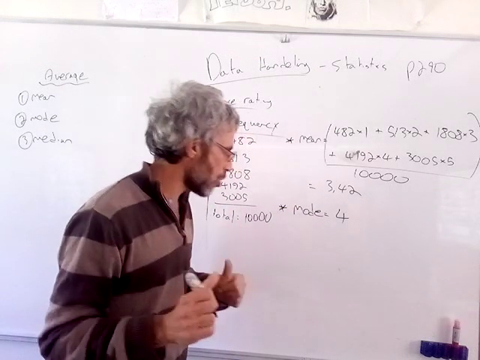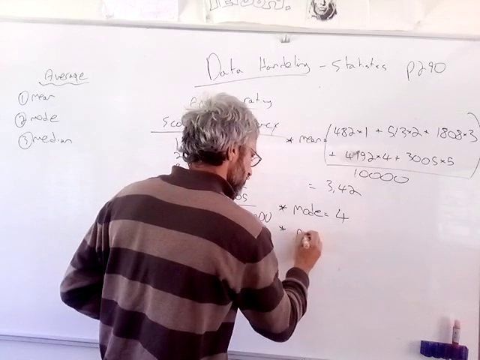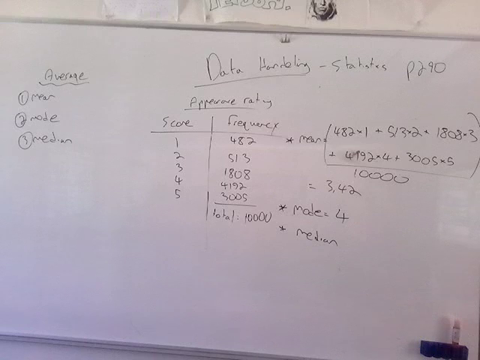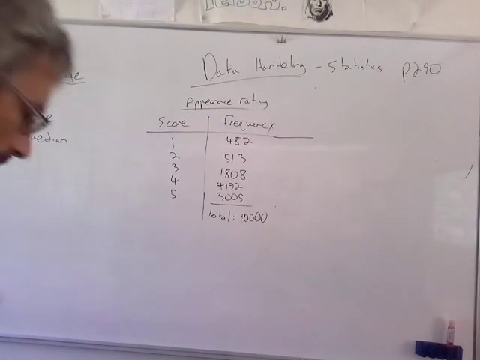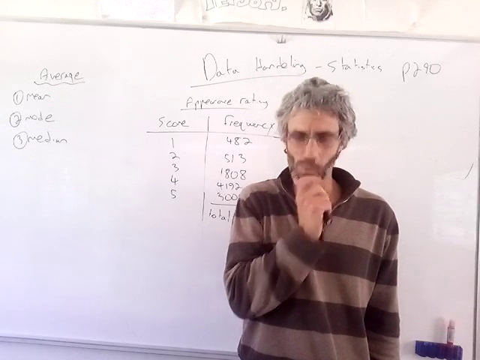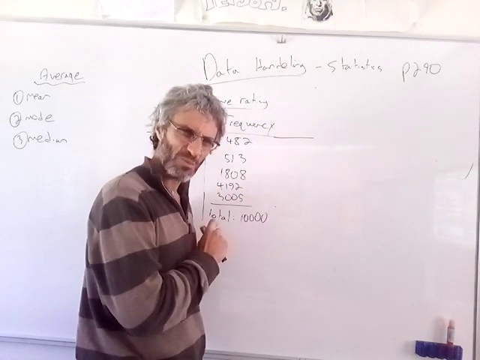Right. Let's pause. I'll clear out and I'll go on to the median, which is a little bit more tricky. Why is it tricky? Because I have 10,000 customers.